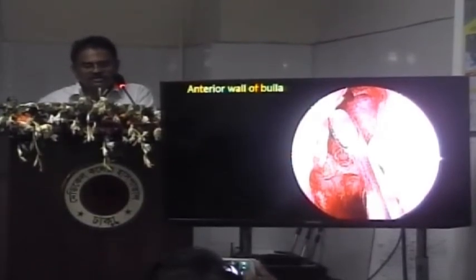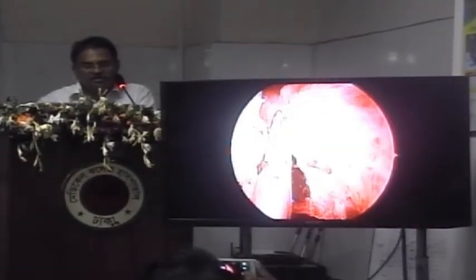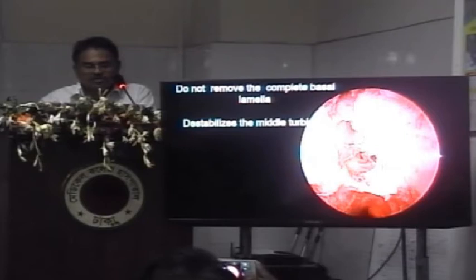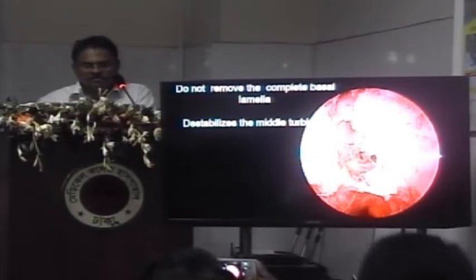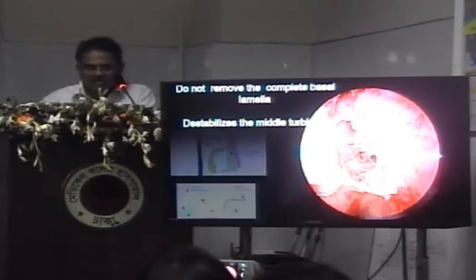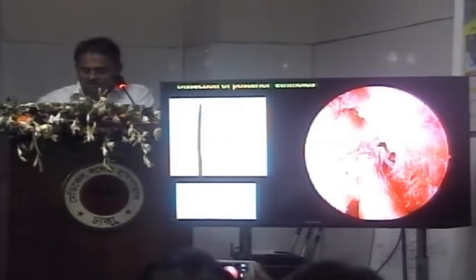Okay, this is the uncinate lamella attachment, this is the bulla lamella attachment. Okay, and the bulla posterior wall is being removed, and remember, always, don't remove the complete basal lamella attachments. This will destabilize the middle turbinate. Okay, the posterior ethmoids are being dissected.